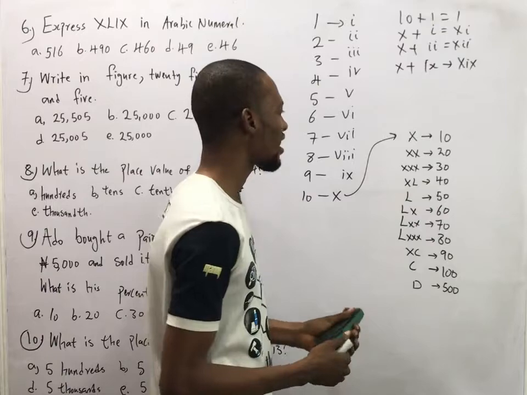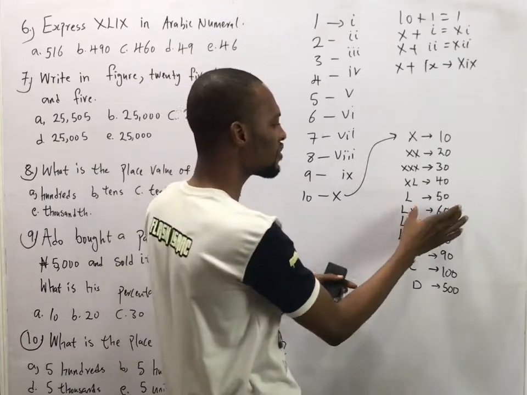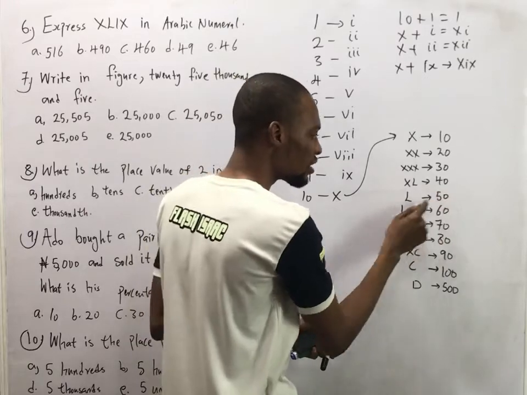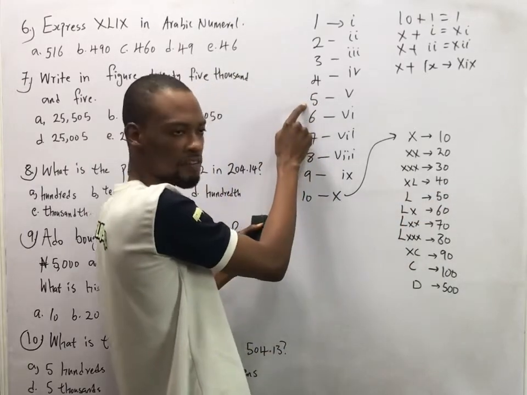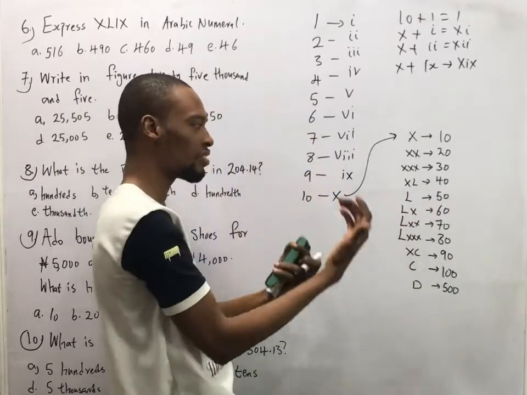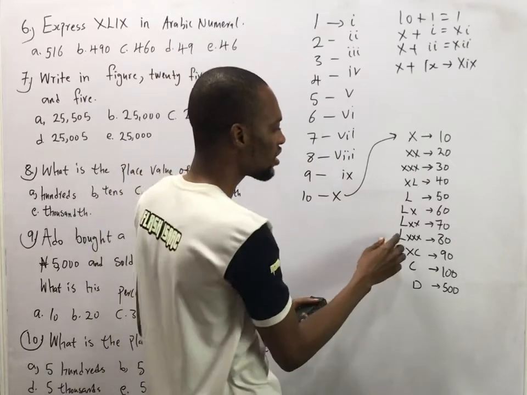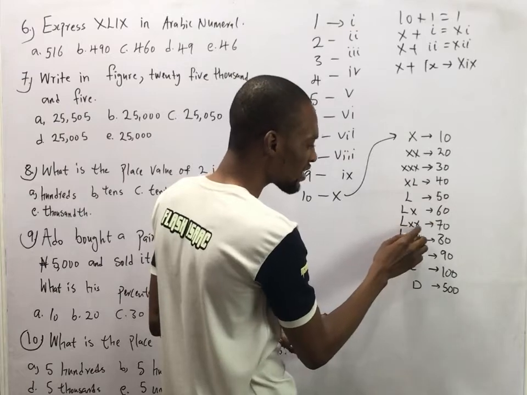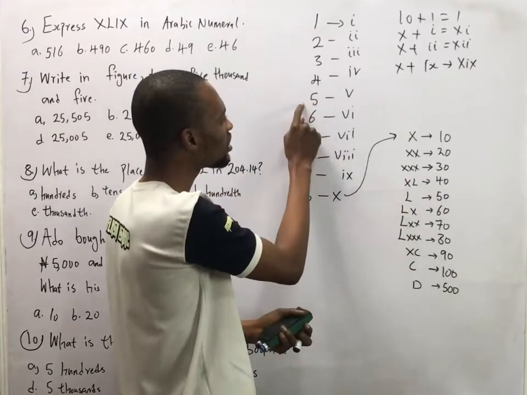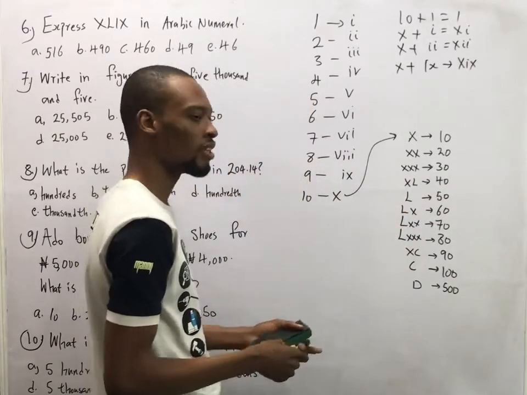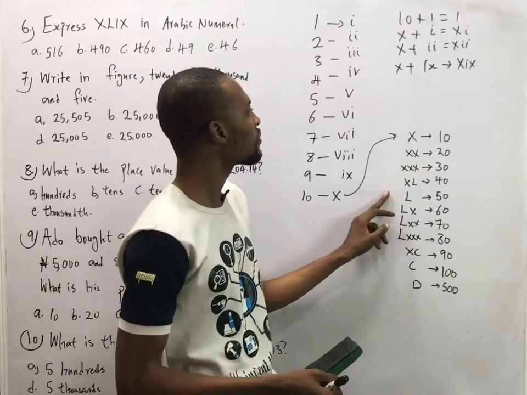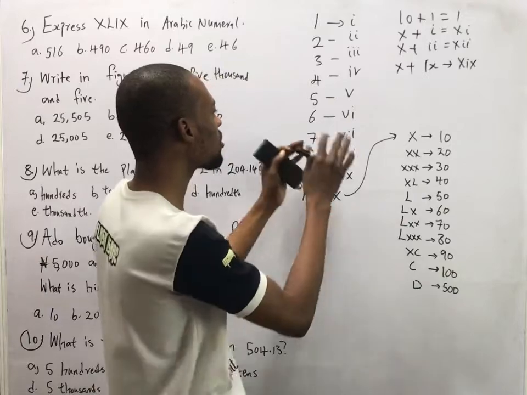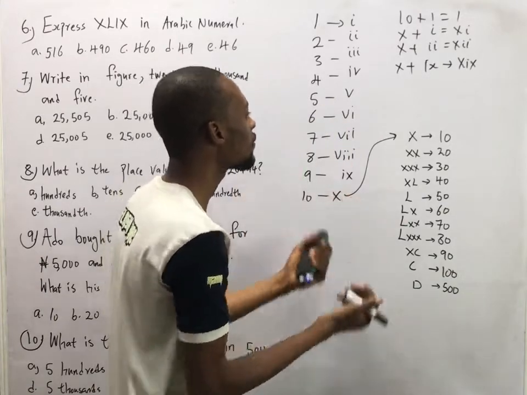And like I already explained, if you are given 55, 55 is simply 50, which is L, plus 5, which is V, so LV. If you are given 75, it is simply 70, which is LXX, plus 5, which is V, so LXXV. 50 is L, so 53 is simply LIII. So that's how you solve questions in Roman figures.